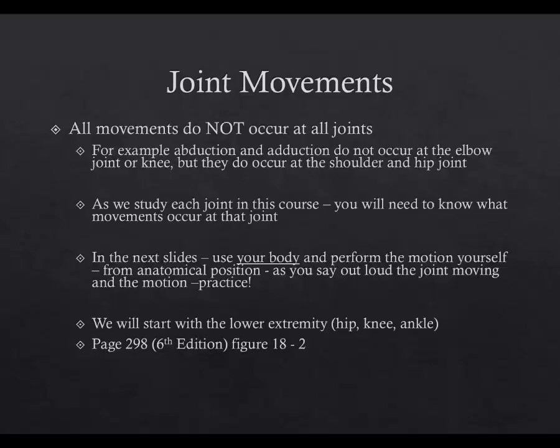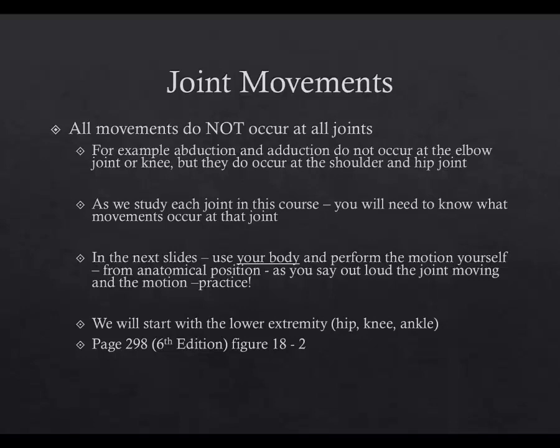All movements do not occur at all joints. For example, abduction and adduction will not occur at the elbow or the knee, but they will occur at the shoulder and hip joint. So as we study the joints in this course, you'll need to know what movements occur in each joint. In the next few slides, we're going to have you use your body and perform the motion yourself from the anatomical position as you say out loud the joint moving and the motion. So we need to make sure to practice.